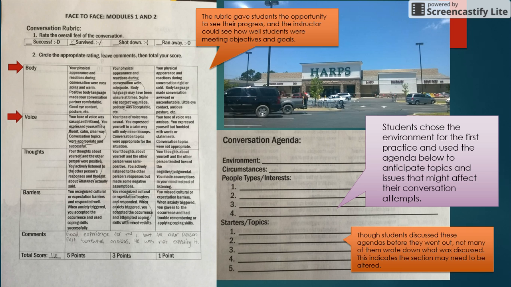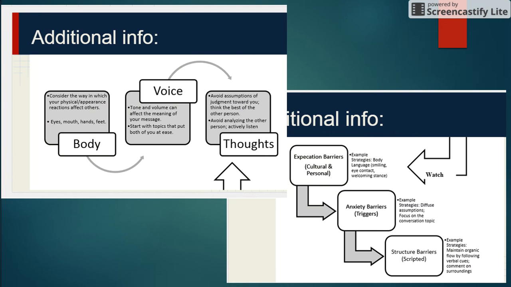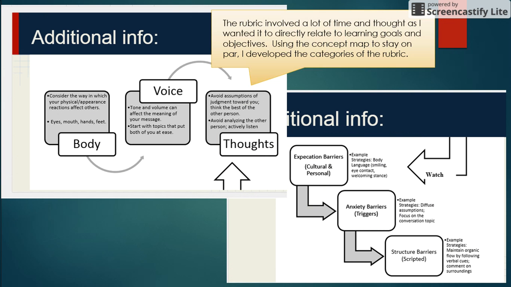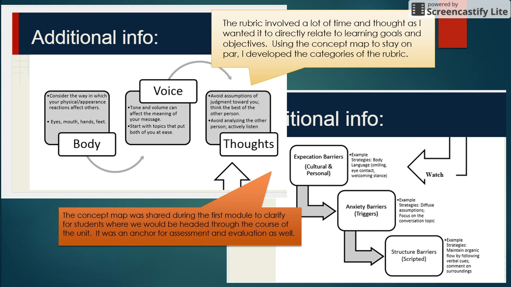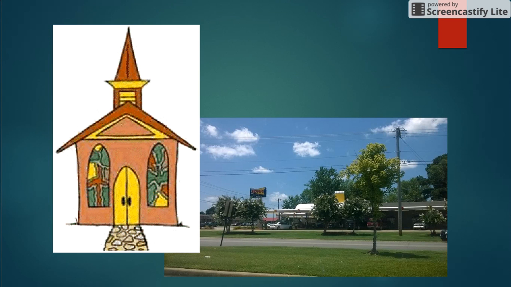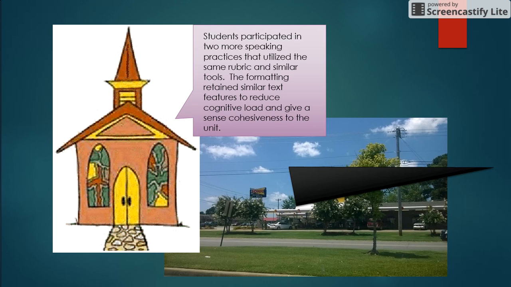The rubric was key throughout the whole thing, and the categories are not random. They are closely tied to the objectives, and it was built from the concept map, which I shared with the students. This is like an overlay, an anchor piece for assessment and evaluation in the direction we were headed in the course. Their final experiences were in the church and at Sonic.